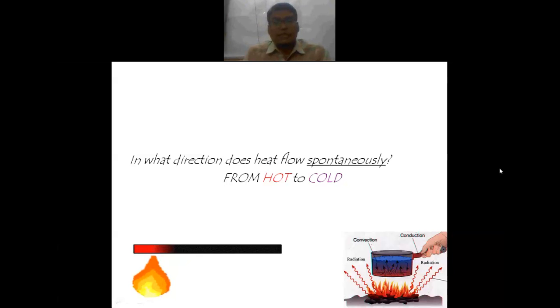So there are certain day-to-day life processes we are concerned with, but all these processes require a good understanding of heat transfer.